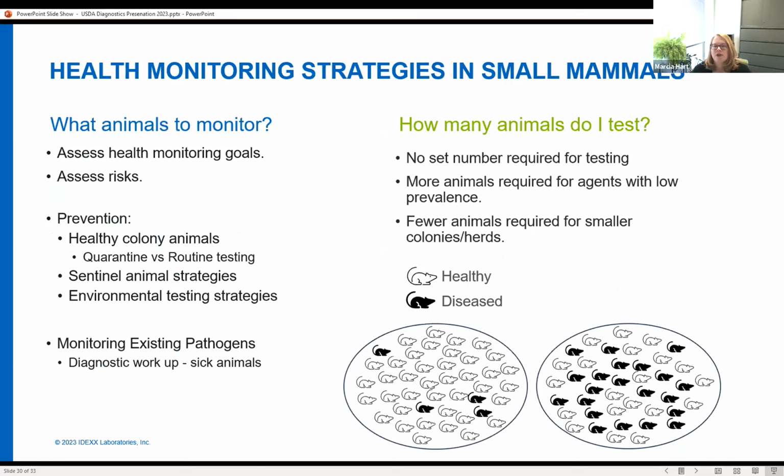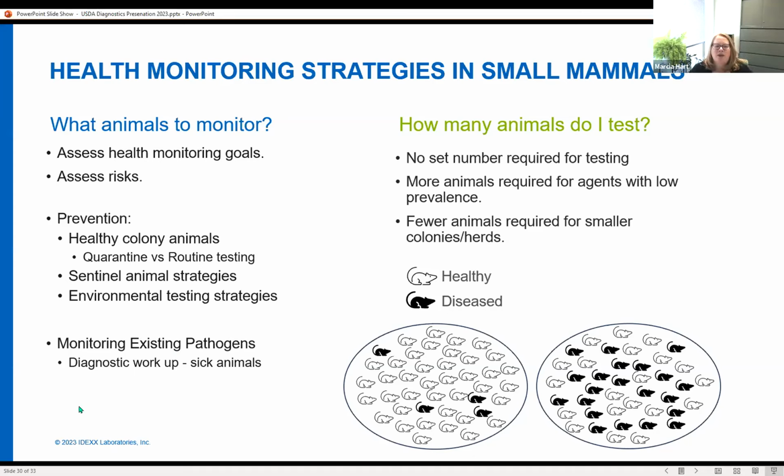Just a few more slides here. What are health monitoring strategies in small mammals? So who do I monitor? It really depends on your goals. You can test normal animals or diseased animals. You should really assess the risks to the population. Is it coming in through feed, bedding, or new animals that I might be adding to the population? What is the goal of testing? Am I trying to prevent something entering the colony, or am I monitoring for existing pathogens?